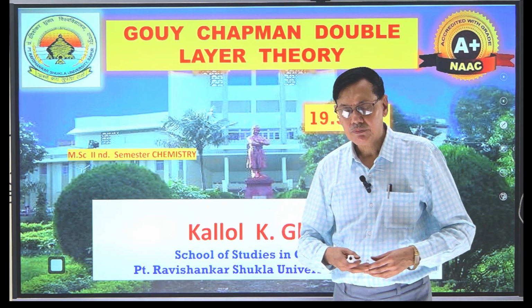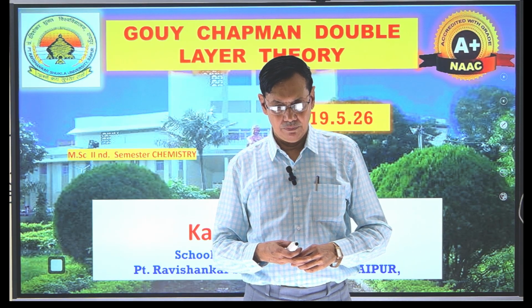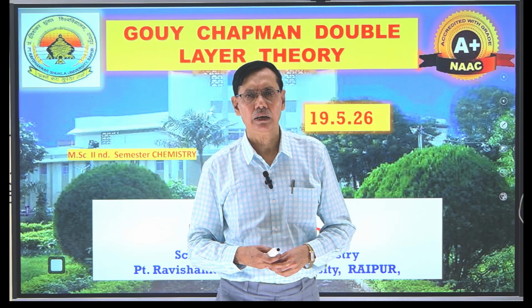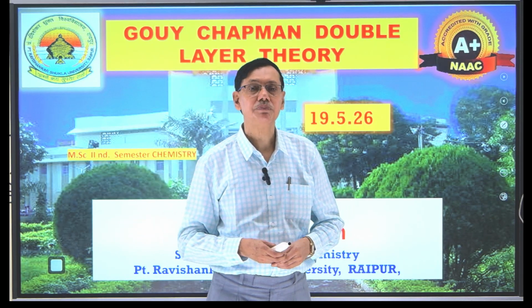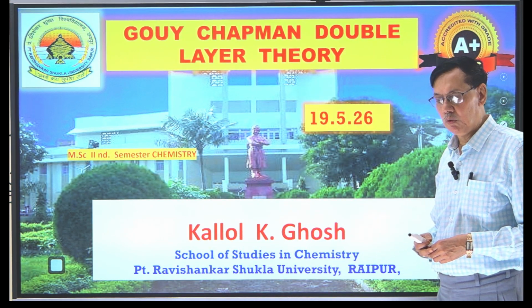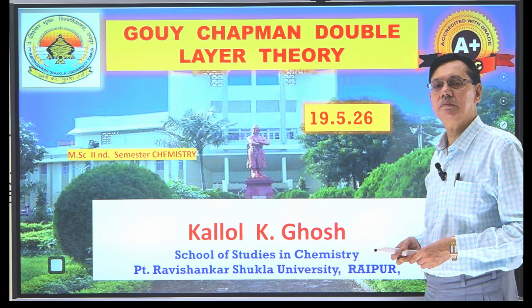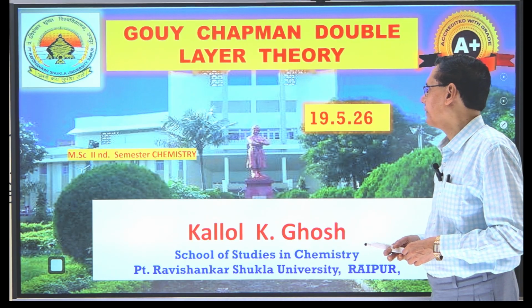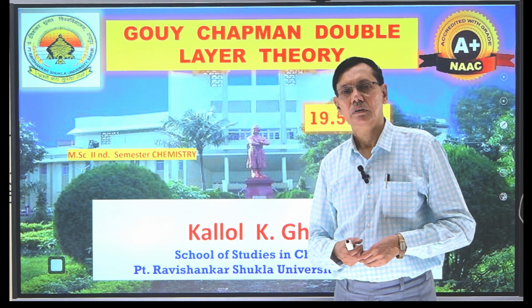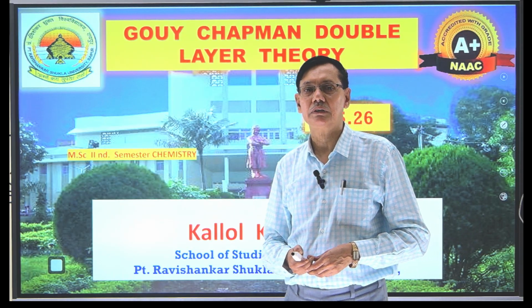If you have gone through my first lecture related to the electrified interface, we have seen that there are three models. First model is the Helmholtz and Perrin model. I will not discuss that model. And the second model is the Gouy and Chapman model. And third model is the Stern model.